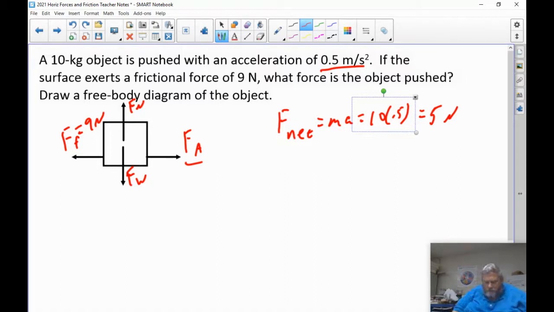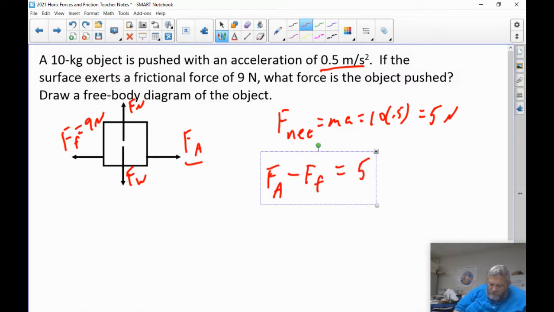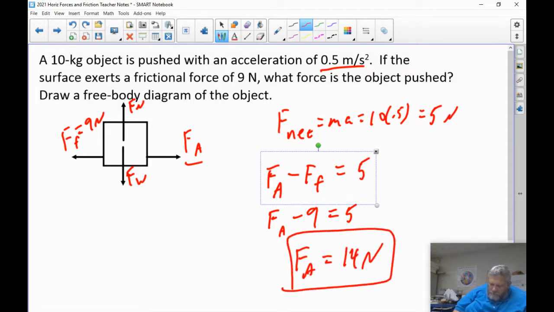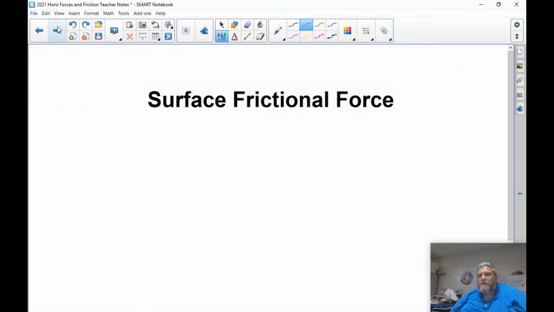That's also equal to the applied force minus the frictional force. That's going to be equal to 5. Or the applied force minus 9 equals 5. So that means my applied force is just 14 newtons. Okay, let's see how we do that. Same equation, net force equals ma. Sum of the forces equals ma. And we've solved for what we don't know, just like we did with the verticals.